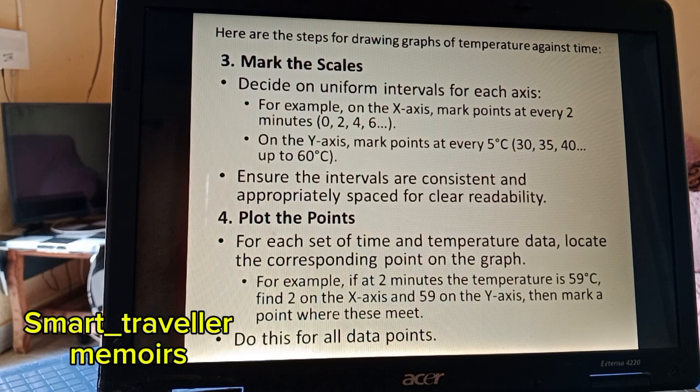Plot the points. For each set of time and temperature data, locate the corresponding point on the graph. For example, if at 2 minutes the temperature is 59 degrees centigrade, find 2 on the x-axis and 59 on the y-axis, then mark a point where these meet. Do this for all data points.